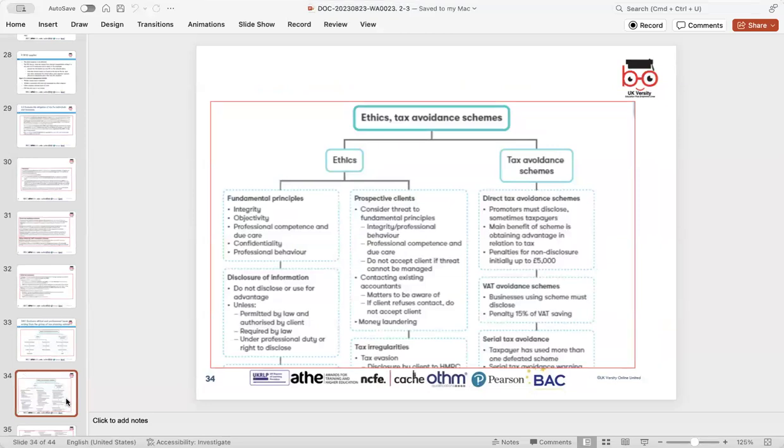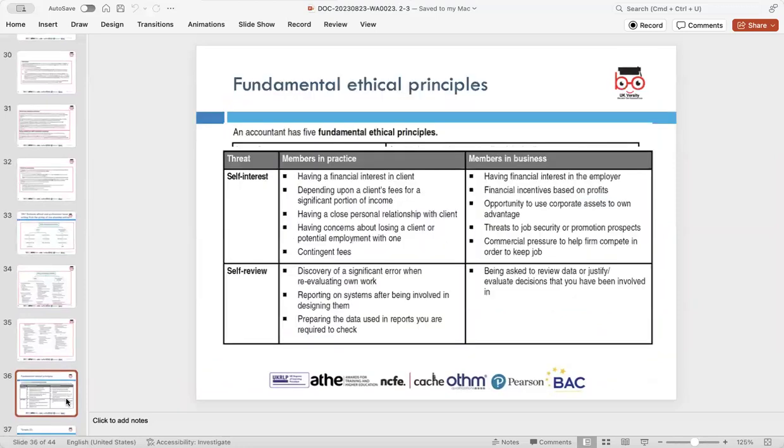So again, ethics and tax avoidance, which we just discussed. Fundamental ethical principles: accountants must be vigilant and aware of any threats to their ethical behavior. This includes threats that may arise from their role as a member in practice or a member in business. For members in practice, threats can come from various sources such as self-interest. This means accountants should avoid situations where they have a financial interest in their clients, or where they depend heavily on client fees for income.